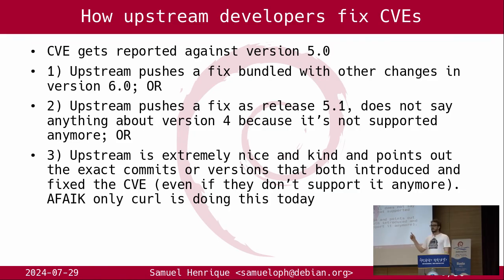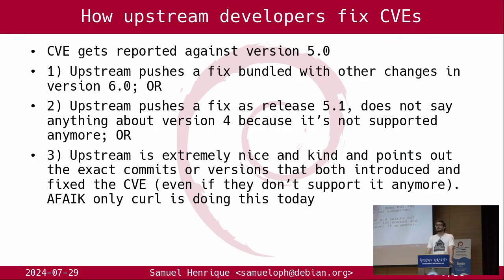Right? Alternative number 2, upstream might push a fix as version 5.1, assuming semantic versioning here. 5.1 is still backwards compatible with 5. They push a fix, but they don't say anything about version 4 because they don't support that version anymore. It's end of life.